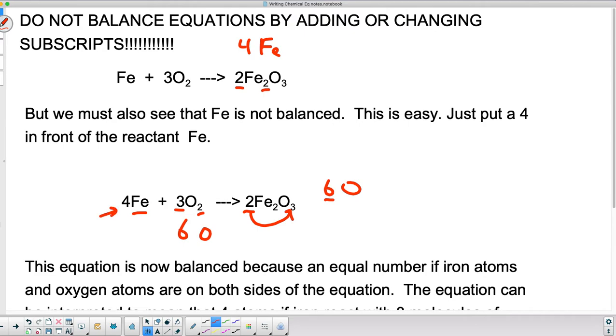I put a 4 in front of the Fe, and now I have the Fe's balanced because 2 times 2 gives me 4 Fe's, and 4 is already in front of this one. And 3 times 2 is 6 oxygens, and 2 times 3 is 6 oxygens. Okay. The equation is now balanced because an equal number of iron atoms and oxygen atoms are on both sides of the equation.